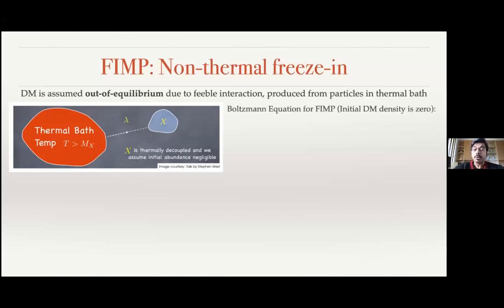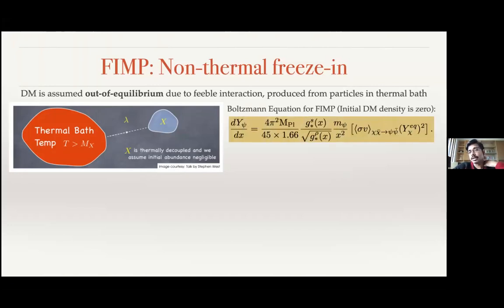The Boltzmann equation for this example is exactly similar to what we have written, except the process is reversed, because you are producing your dark matter χ from the equilibrium thermal bath particles. So you drop the Y_χ² term from the previous Boltzmann equation, and it reduces to this one: the number density is built up proportional to Y_χ equilibrium squared, and it doesn't have the Y_χ² term as it had for the WIMP case.